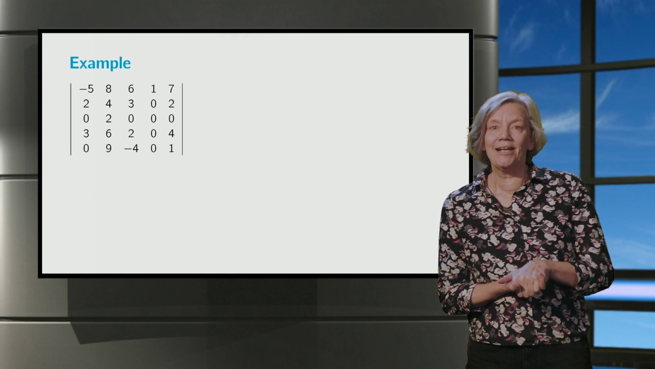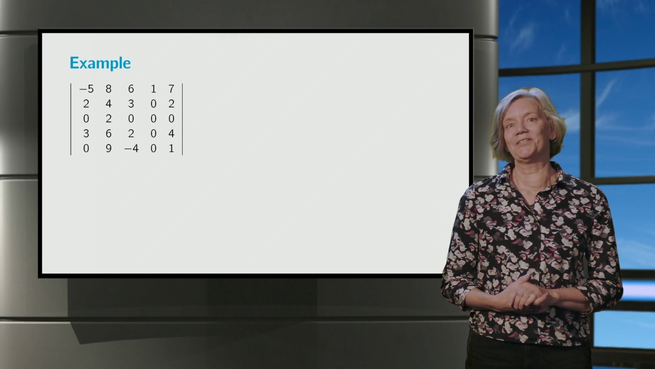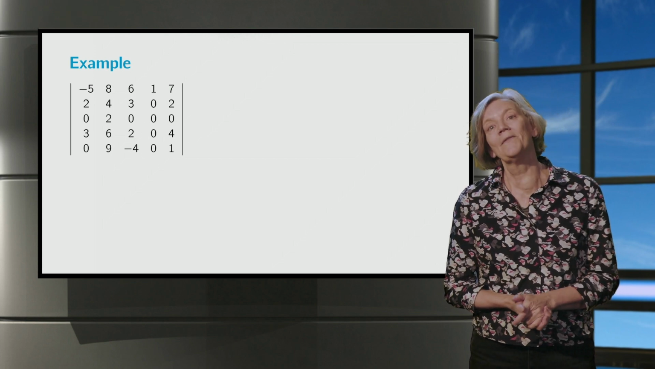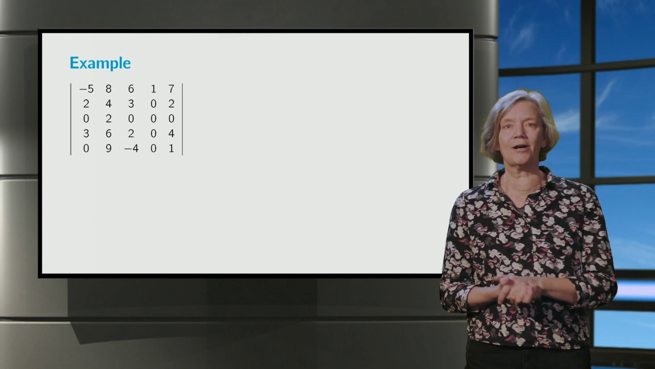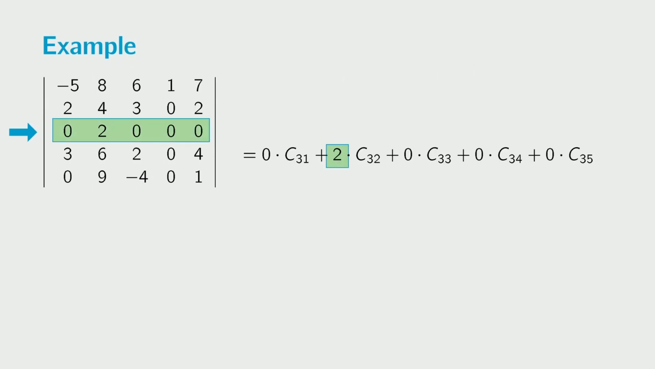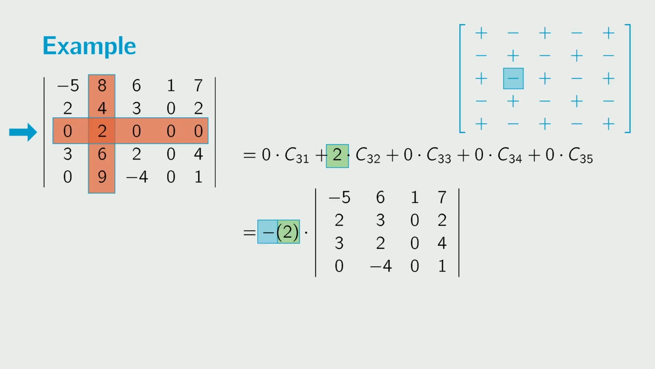Now, an example of a 5 by 5 determinant. You are free to choose across which row or column you expand. Therefore, you can choose a row or column with many zeros. For example, let's start with an expansion across the third row. The cofactor expansion now has only one non-zero term. That term is the checkerboard minus sign times element 2 times the determinant of submatrix A32.